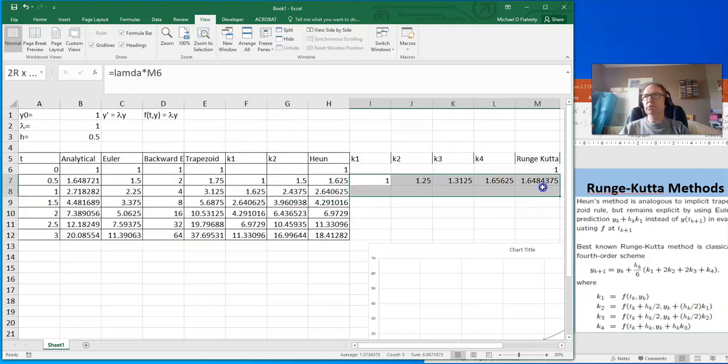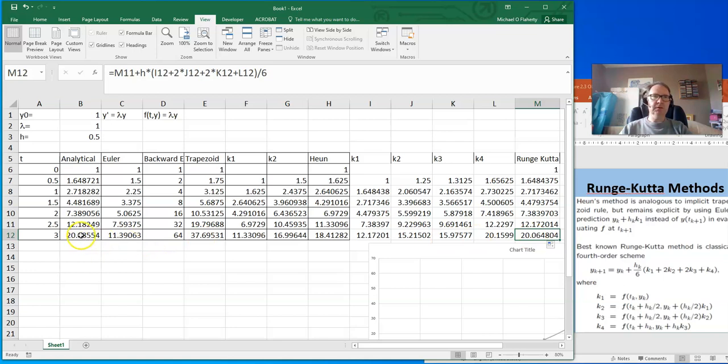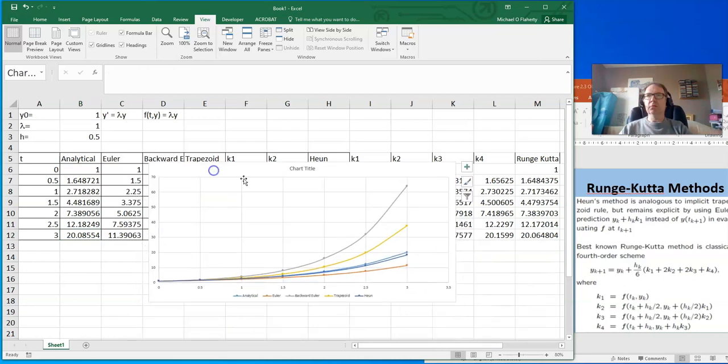And so now I take that, I can fill that down. After 6 time steps, I'm going to get 20.064 compared to the exact solution, 20.085. So I'm expecting a huge improvement in the accuracy here.